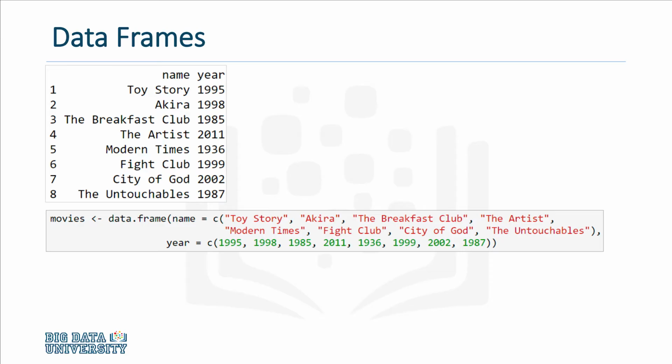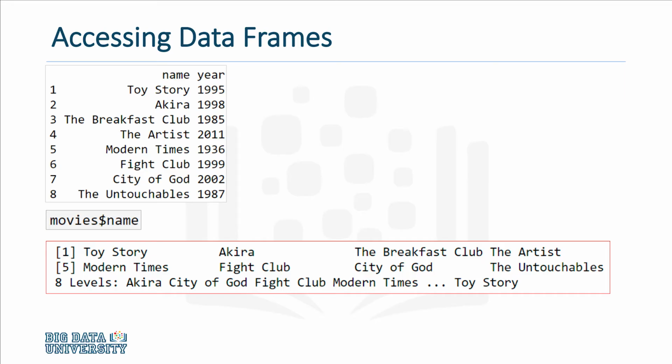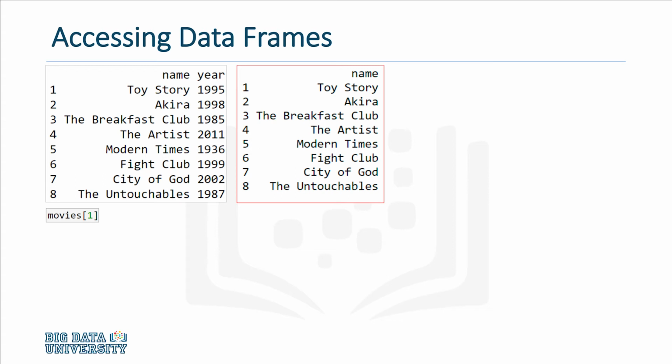Each vector should contain data of the same type, so in our case, we have one vector with numbers and one vector with strings. The variables of a data frame can be accessed using the $ symbol, so in this case, we will retrieve all the names of the data frame. In addition to the $ symbol, we can access a column by specifying the column number inside of the square brackets. So in this case, we again retrieve the names column since it's the first column of the data frame.